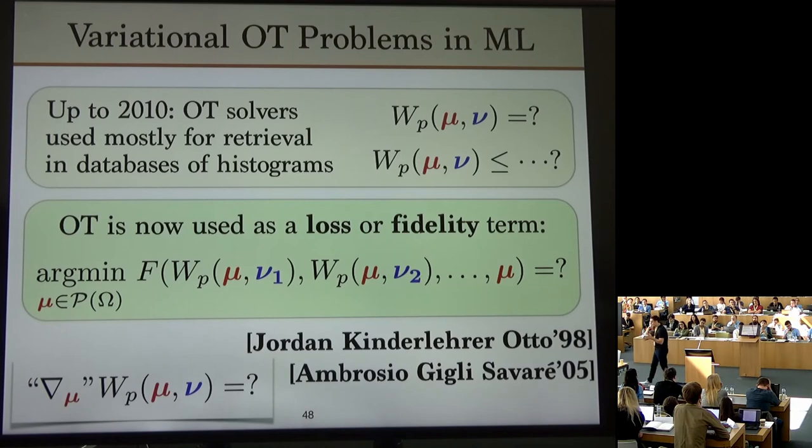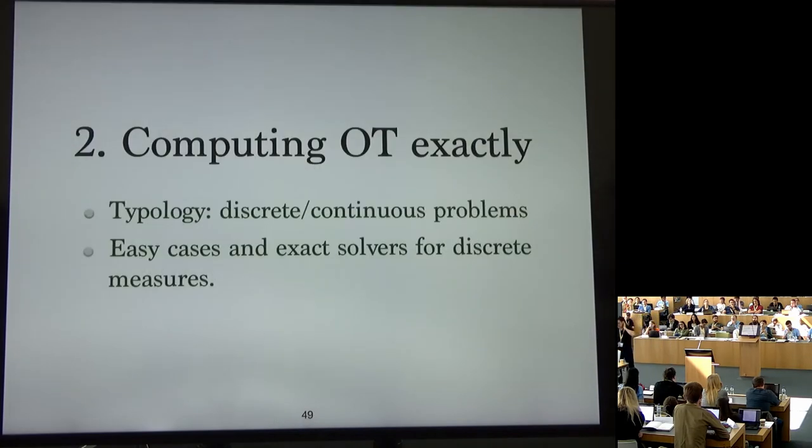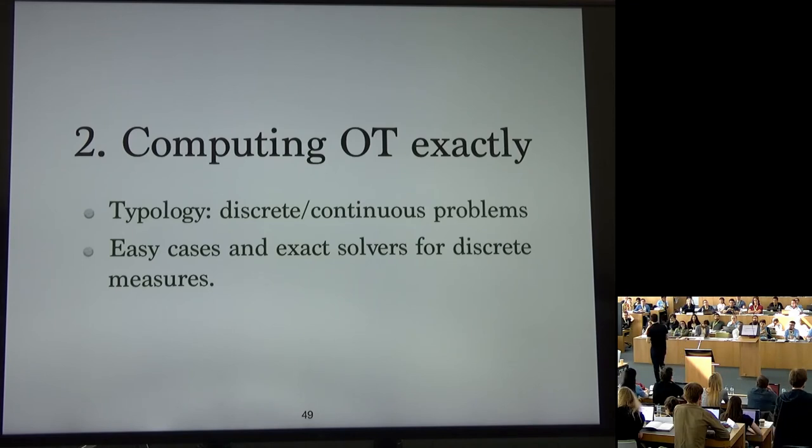So before we get there, I need at some point to explain roughly how we can compute things and how we can get as close as possible to the actual value of optimal transport. So I will describe basically what are the cases where we want to do optimal transport, we want to compute, and I will explain the easy cases and the more complex ones. Any questions? Yes?